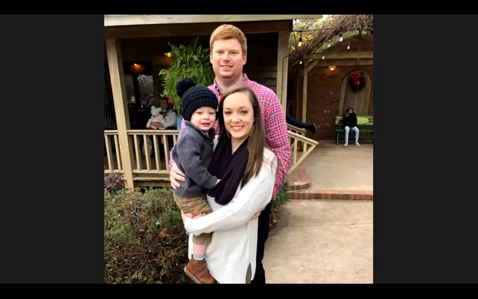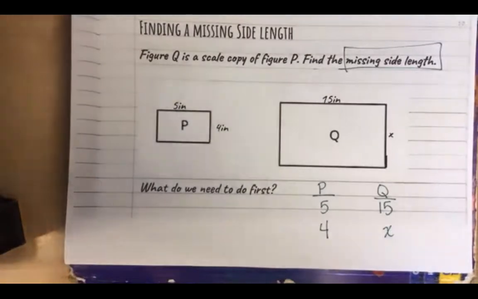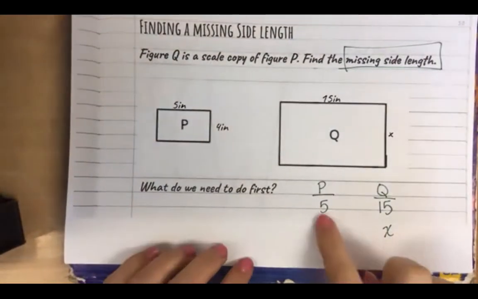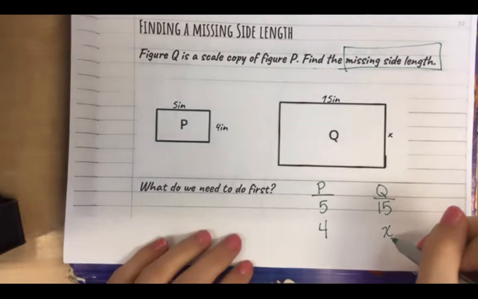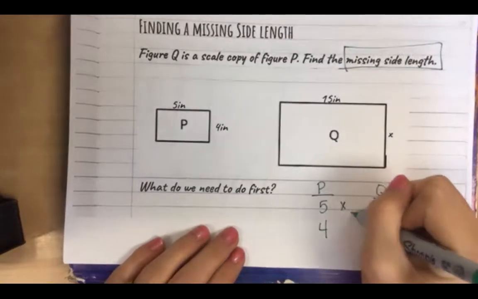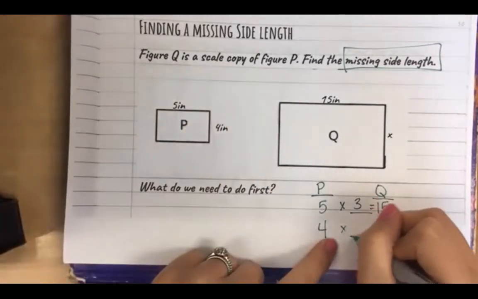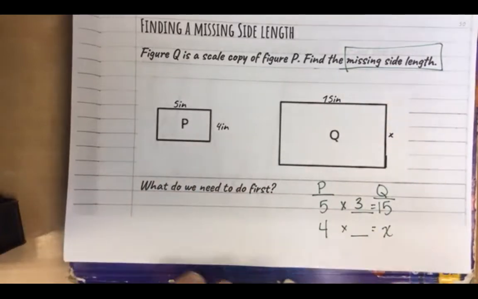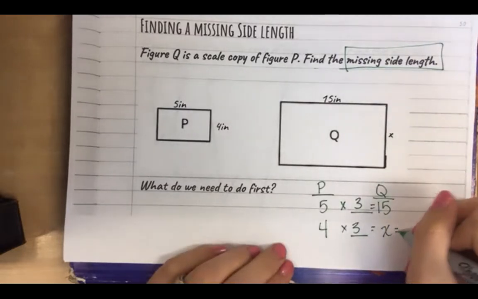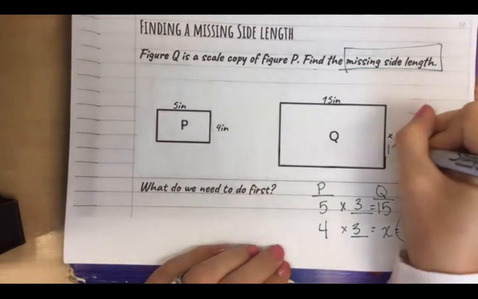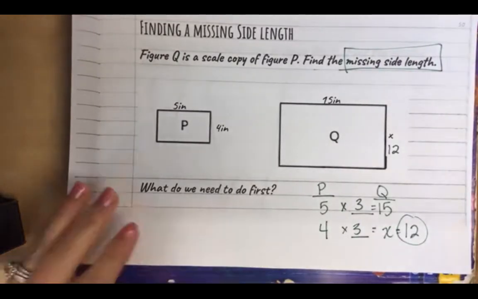I don't want to know the scale factor. I want to know X here. So let's find the scale factor for this 5 to 15. 5 times what number equals 15? 3. If these are scaled copies, I know that the scale factor going from 4 to X is going to be 3 as well. So 4 times 3, X has to be 12. Okay? All right. So that's how we're going to do that.